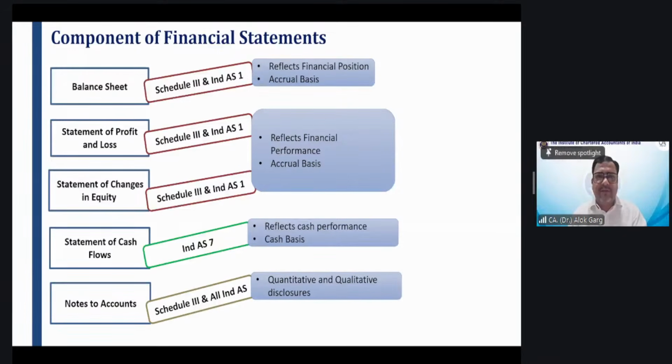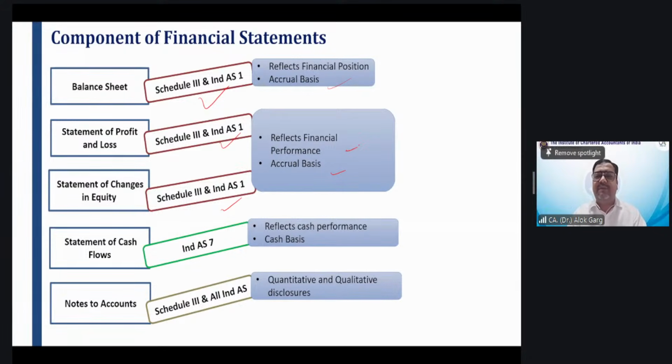We all are aware the balance sheet is prepared as per Schedule 3 and Ind AS 1. The format is provided in Schedule 3 and the guidance is provided in Ind AS 1, and the balance sheet reflects financial position and is prepared on an accrual basis. For the statement of profit and loss, again, the format is provided in Schedule 3 and guidance is given in Ind AS 1, and the statement of profit and loss and statement of changes in equity reflect financial performance and are also prepared on an accrual basis.